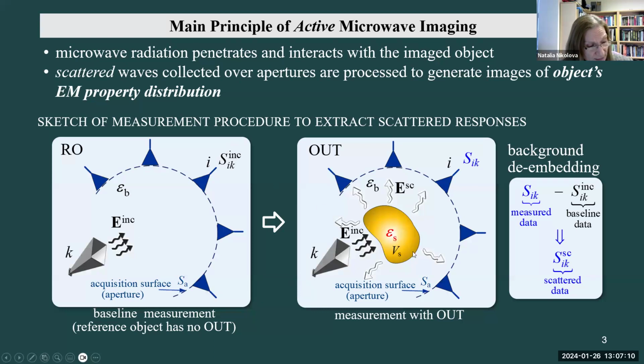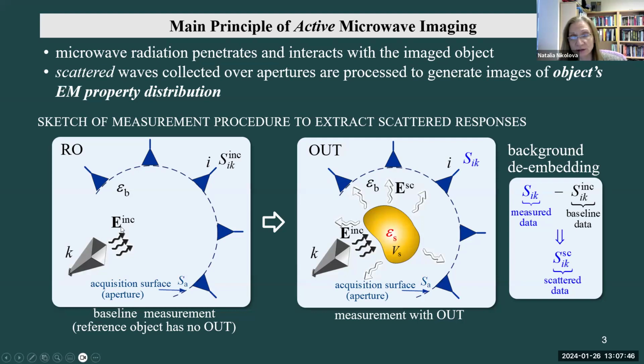Then the object is inserted and it is measured, and the responses that are being acquired are referred to as total field responses. And total field because they can be viewed as a superposition of the incident field responses together with scattered field responses that are due entirely to the object. By now, you probably appreciate that the information about the object is carried by the scattered field responses or data, not by the incident field.